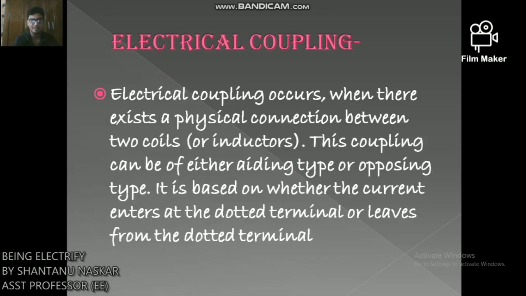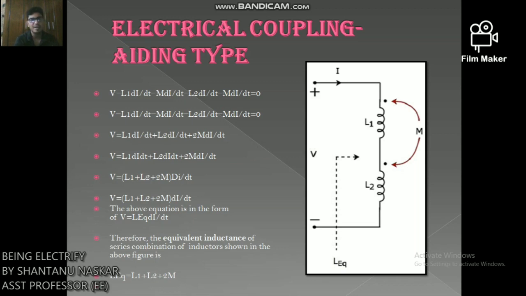So first, electrical coupling. An electrical coupling occurs when there exists a physical connection between 2 coils or inductors. This coupling can be of either adding type or opposing type. It is based on whether the current enters at the dotted terminal or leaves from the dotted terminal. So first, electrical adding type coupling.